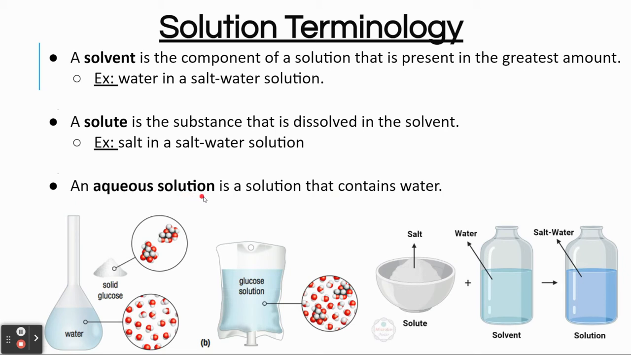That's why when we used to represent, for example, salt dissolved in water, we'd put NaCl-AQ to show that that was salt in an aqueous solution. Here we have some water. Here we have some glucose. Water is present in the greatest amount.